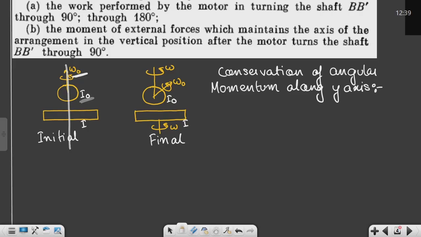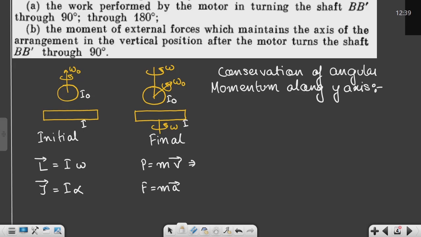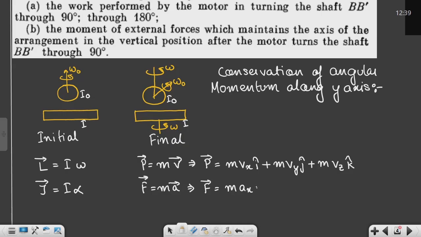And one more thing, see, whenever you hear vector, angular momentum is equal to I omega, torque is equal to I into alpha, which is equivalent to linear momentum equal to m into v, and force equal to mass into acceleration. But in linear mechanics, the entire formula was something like this. Momentum is mass into velocity in the x direction, i cap, plus mass into velocity in the y direction, j cap, plus mass into velocity in the z direction, k cap. Similarly, the force vector was mass into acceleration in the x direction, i cap, plus mass into acceleration in the y direction, j cap, plus mass into acceleration in the z direction, k cap.